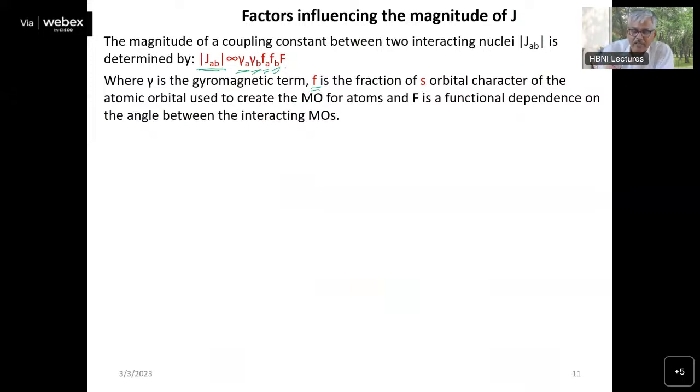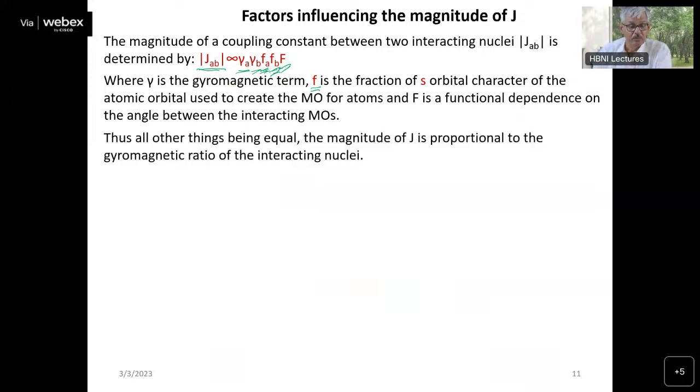So let us say a CH bond. We know the hydrogen is giving full s, only the carbon is using sp2 or sp3 or sp. So it depends on the fraction of s character of the interacting atomic orbitals, and f is the angle. There are various angles: you will see the bond angle, then the dihedral angle. So it also depends on the angle. Angular dependence is represented by f.